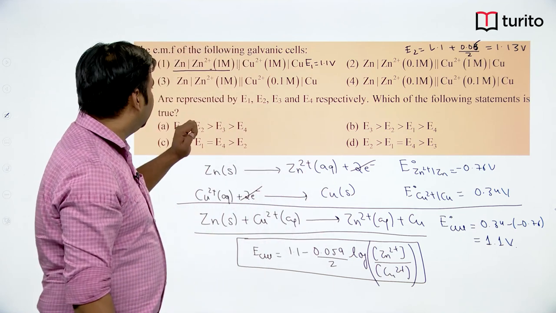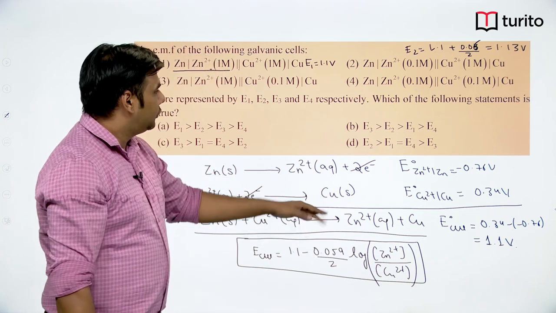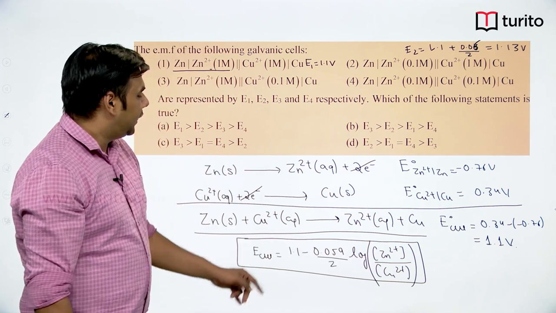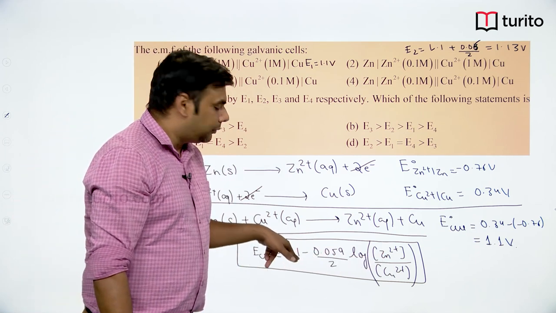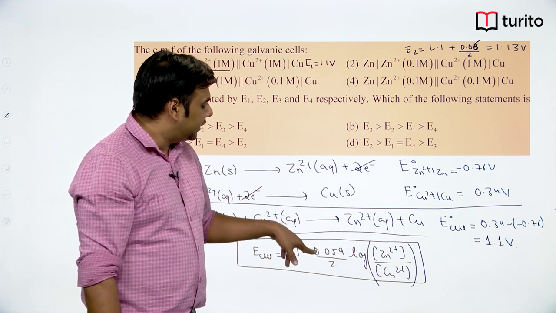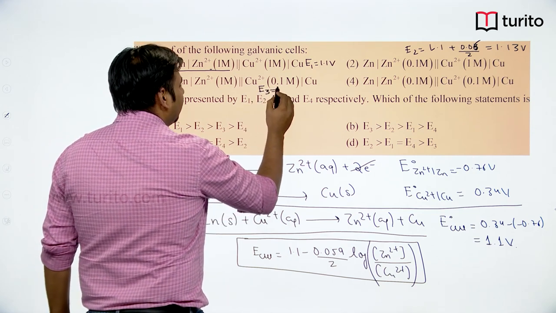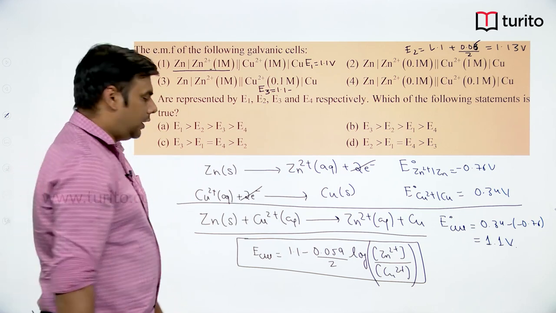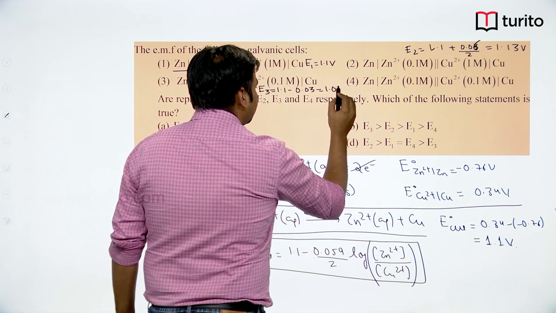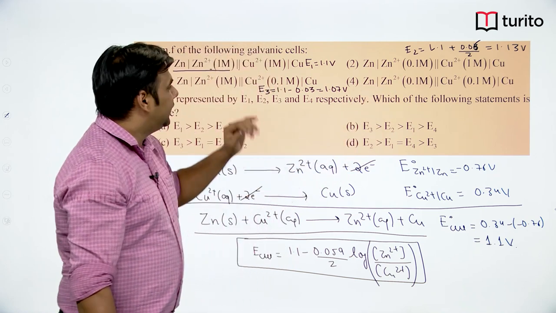Now, let us look at the third. The third data says that zinc 2 plus is 1 molar and copper 2 plus is 0.1 molar. So when you divide, this will become log of 10, that is, 1 divided by 0.1 is log 10. Log 10 is 1. So you will just have to subtract: 1.1 minus, approximating this as 0.06, 1.1 minus 0.06 divided by 2. So E3 in this case would become 1.1 minus 0.03, which comes out to be 1.07 volt. So E1 is 1.1, E2 is 1.13, E3 is 1.07.